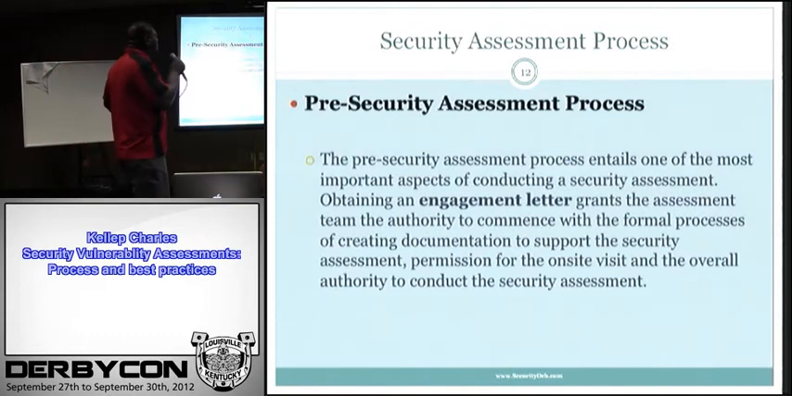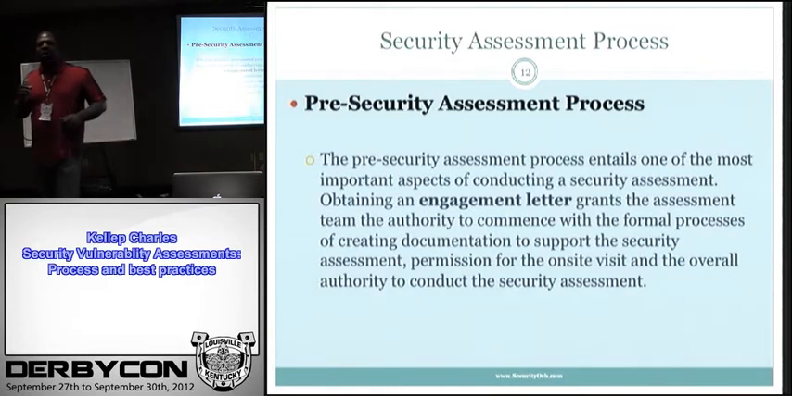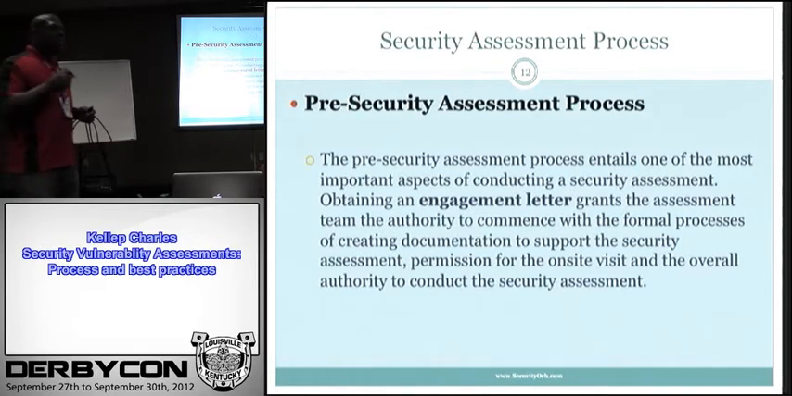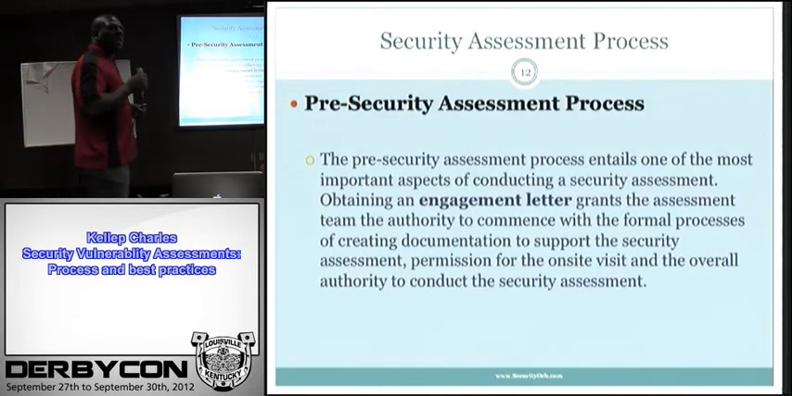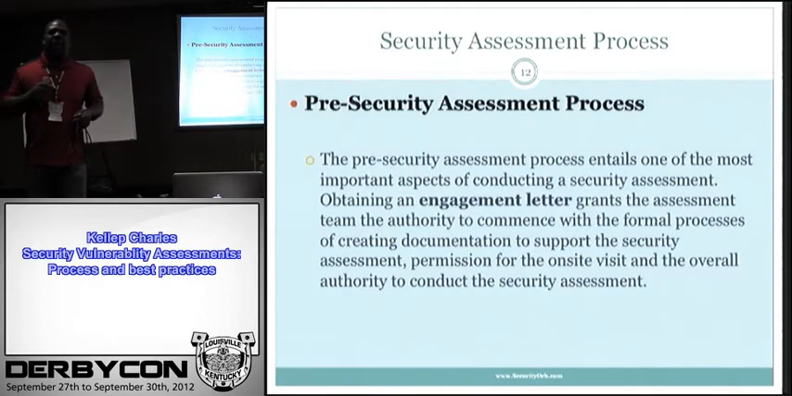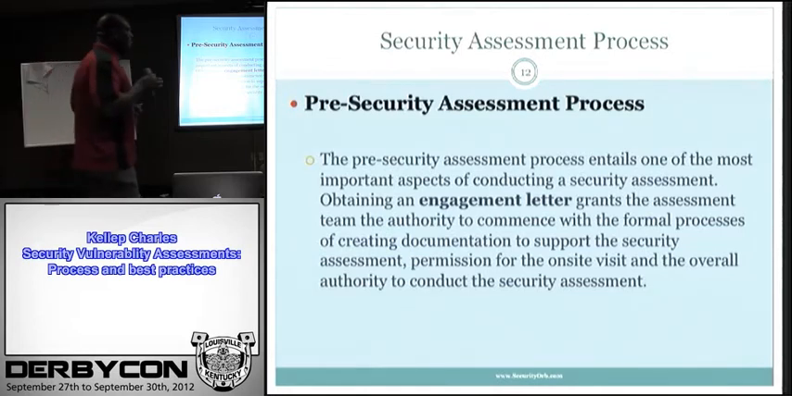The pre-security assessment is one of the most important parts, and it's where you contact the site that you're going to visit or conduct a security assessment on. This is where, say, a letter from the CIO or the COTAR gives you the approval to go to the site, to connect to their network, and to make any changes that need to be made.